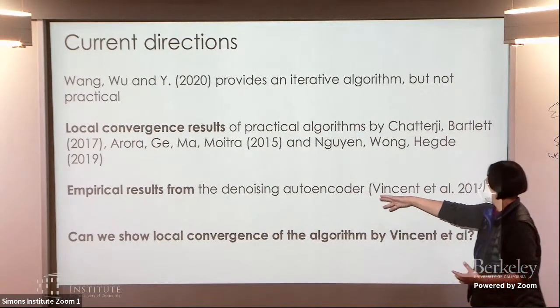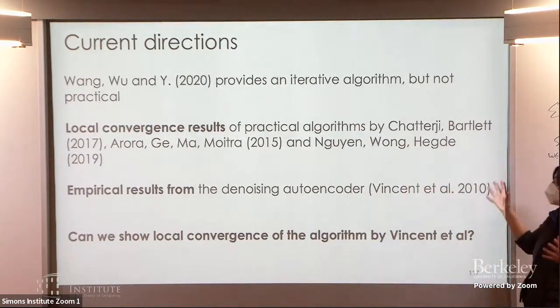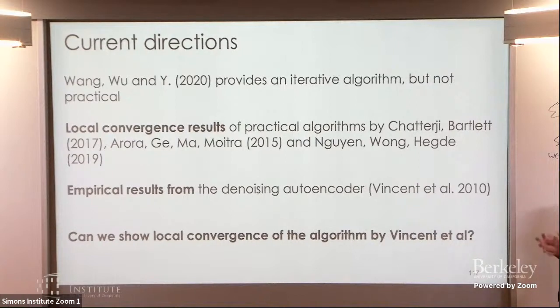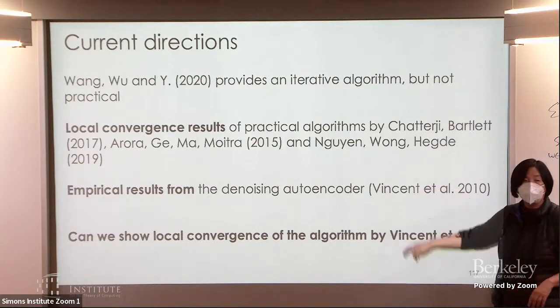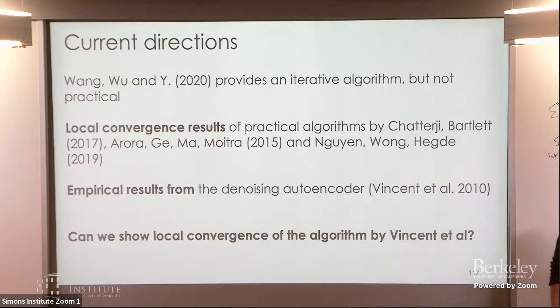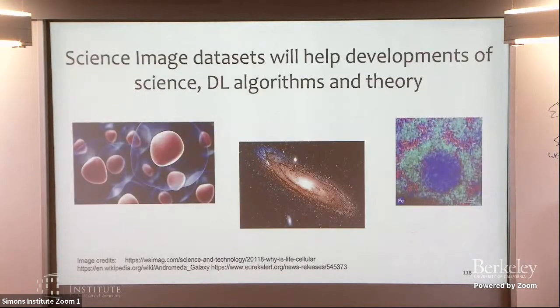So autoencoder is kind of another version of dictionary learning with multiple layers, and you add noise to it. If you don't add noise to it, the autoencoder wouldn't give you wavelets. But if you add noise to it, it gives you wavelets. Can we show some local convergence of this very interesting algorithm? So that's where we are. And to leave you, I started with ImageNet, but there are a lot of very exciting scientific image sets that hopefully will help to further develop deep learning and science. Thank you.